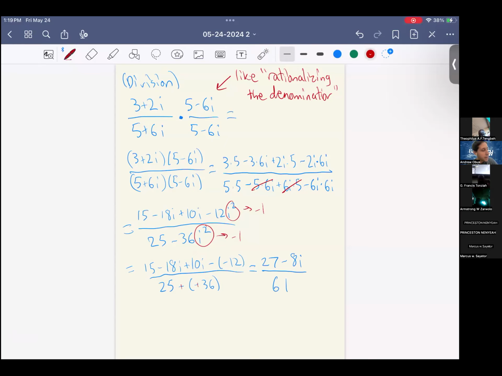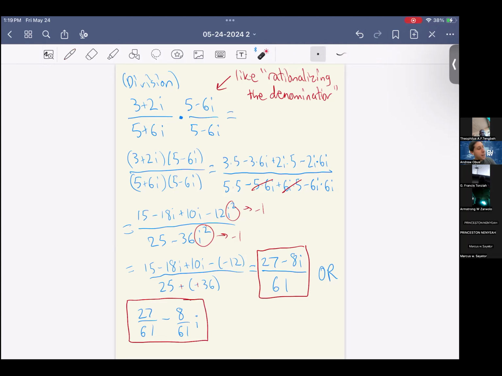And so you can leave this as your answer if you want. Or if you want to write it as real part and imaginary part, you could write this as 27 over 61 minus 8 over 61 times i, right? Both of these are equivalent. The point of rationalizing the denominator is that when everything simplifies, you get a denominator that's a real number. And once the denominator is a real number, then you can just split the fraction up into two parts. The real part here is just 27 divided by 61, and the imaginary part is just going to be minus 8i divided by 61.